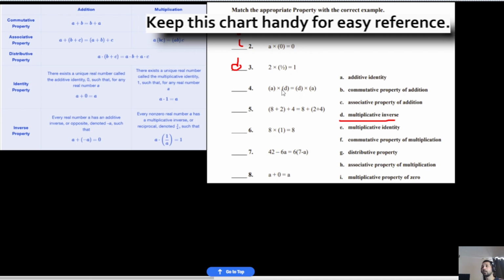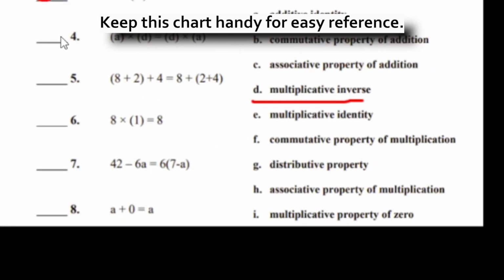Number 4, we have a times d equals d times a. Again, we can see that the order has been switched in this multiplication. So this is commutative property of multiplication, which is F.